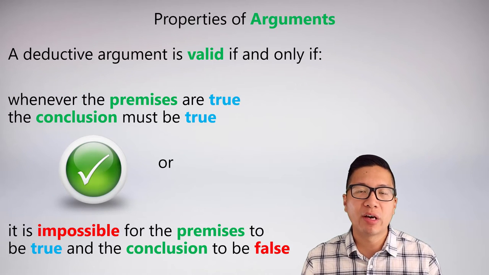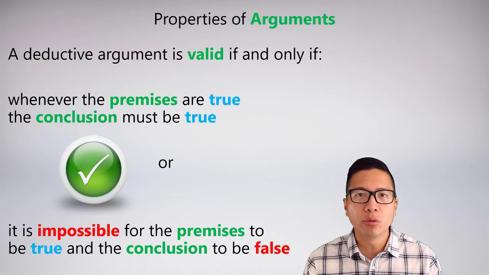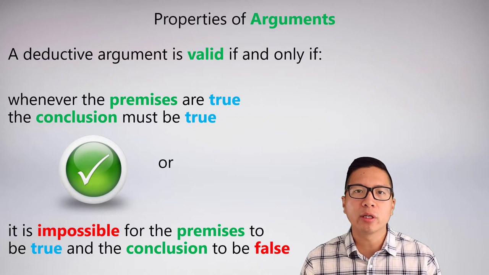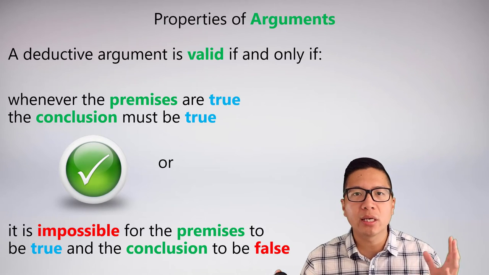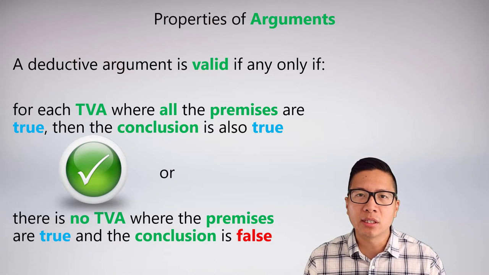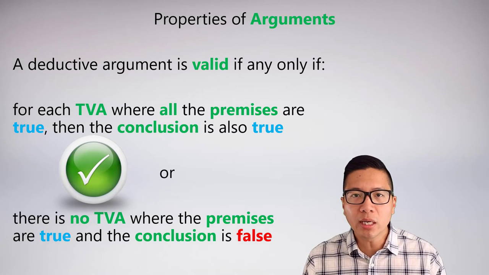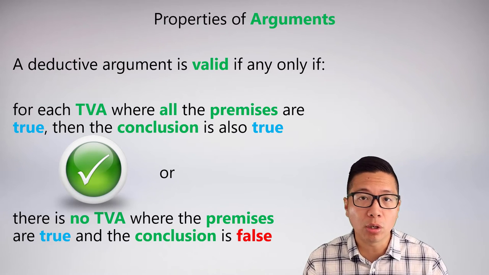The last thing that we want to develop semantic properties for are arguments. And remember, arguments is really what this course is ultimately going to be about. Now we already have our property for arguments, that's validity and invalidity. So here's the definition of validity. It says, whenever the premises are true, the conclusion must be true. Or similarly, it is impossible for the premises to be true and the conclusion to be false at the same time. Now we just need to take this definition and translate it into the language of truth tables and TVAs, and it's not that difficult. So now we get: a deductive argument is valid if and only if, for each TVA, for each row, where all the premises of the argument are true, then the conclusion is also true.